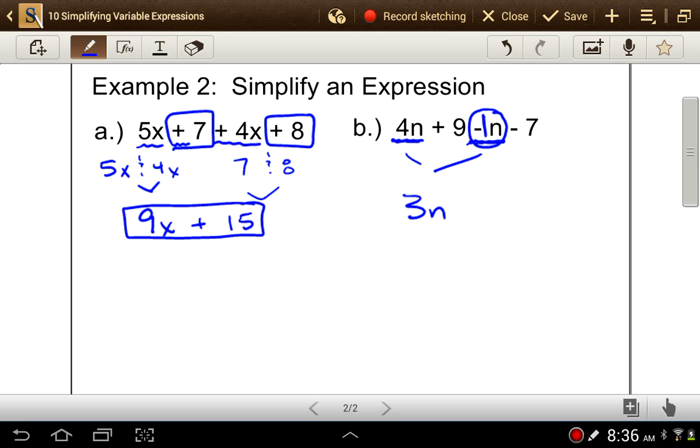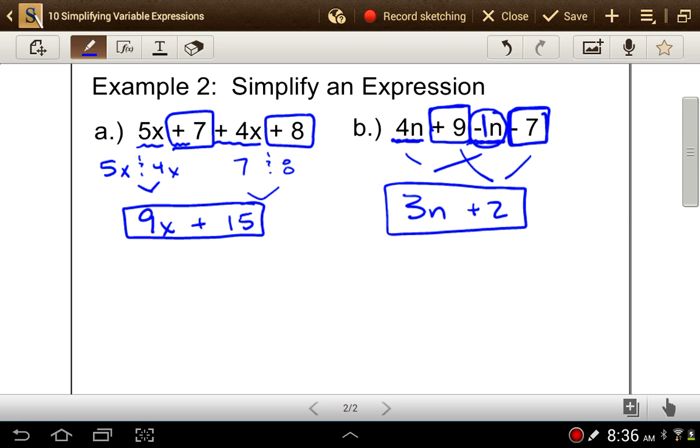Okay, now let's look at my other constants. I have 9, and I subtract 7. 9 minus 7 is 2. So that's 3n plus 2. I can't do anything with that because they are not like terms, so I am done. So you're just looking and combining like terms. Find the amount of terms that you have. In this first example A, I combine my x's, and then my constants. In example B, I combine my n's, and then my constants there. If you need to pause, go ahead. Otherwise, I'm moving on to example 3.